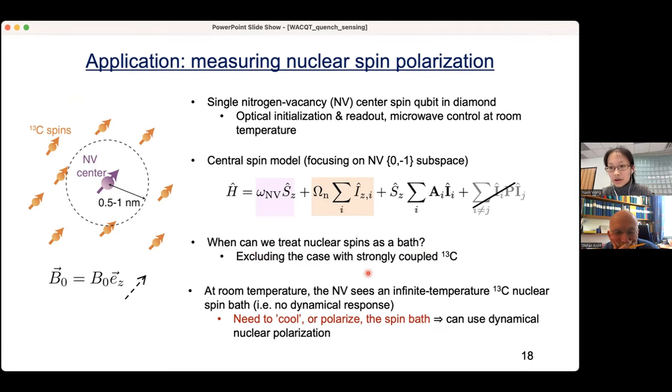We can actually show that in the timescales that we are interested in, as long as there are no strongly coupled nuclear spins, let's say within half to 1 nanometer radius of the NV center, the net effects from each of those nuclear spins can really be viewed as the result of coupling to a Gaussian bath. Another interesting thing to note is that because our experiment is operating at room temperature, the nuclear spins have already relaxed to a thermal state, in fact at infinite temperature, equivalent to a maximally mixed state. In this case, if you write down the density matrix operator, one can easily convince yourself that we do not expect any non-zero dynamical effect.